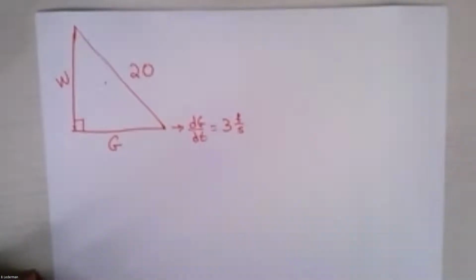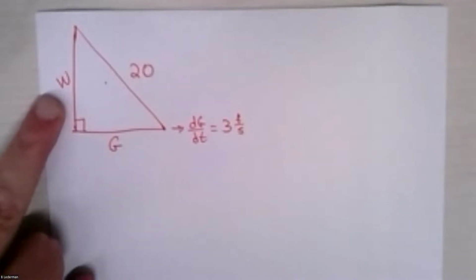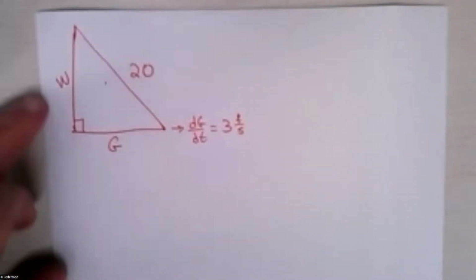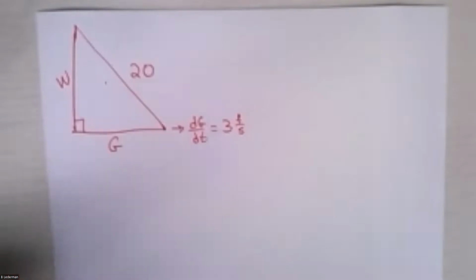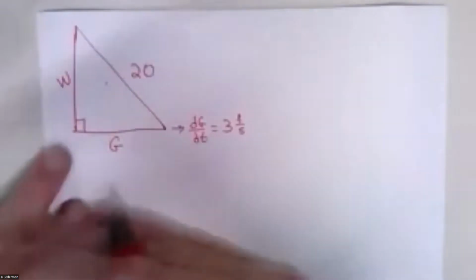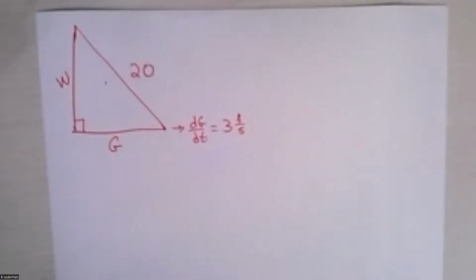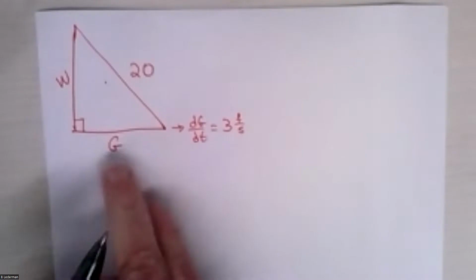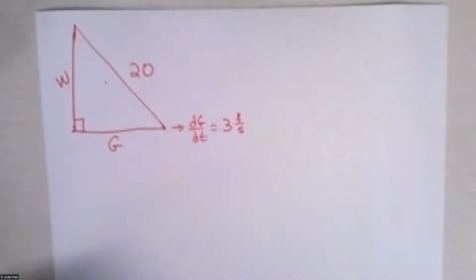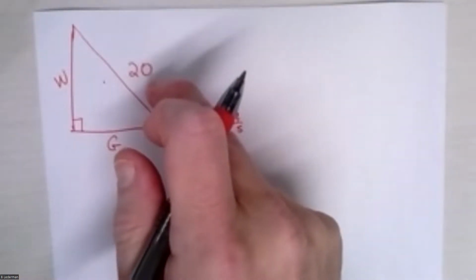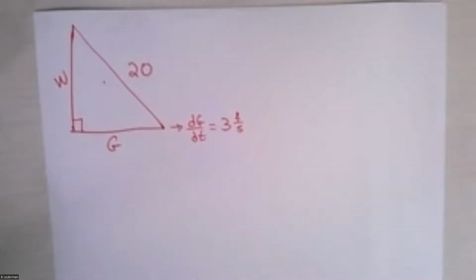Now, they're asking us again to find the rate that W is changing. Well, W is obviously going to decrease. I think it's common sense: if I pull the ladder out, W decreases. If I pull the bottom out, then the top falls. So I want to find the rate that W is changing, but I don't know what it is. I only know the rate that G is changing because that's given to us. I know the length of the ladder. It's a 20-foot ladder.